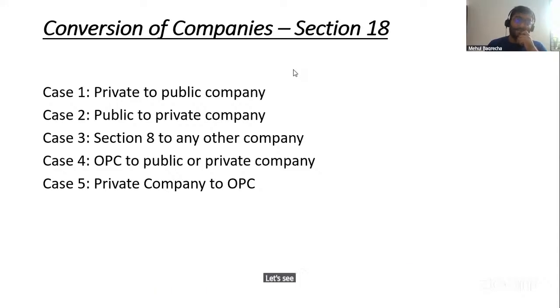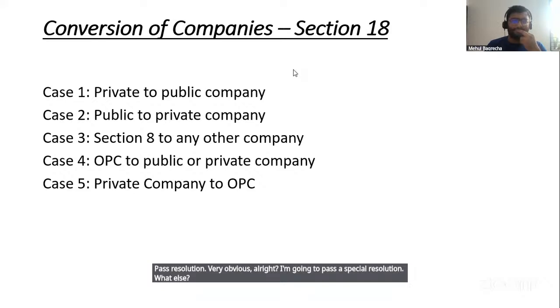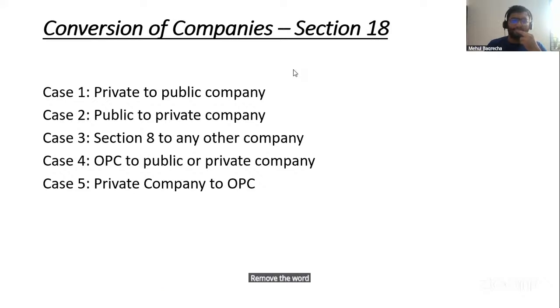Let's see how many of you can crack this. Next. Go ahead, Aparna. Pass resolution. Very obvious. All right, I'm going to pass a special resolution. What else? Remove the word private from the company name. Brilliant. Your name changes. All right. What else?